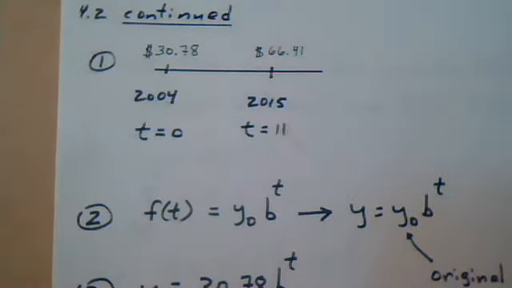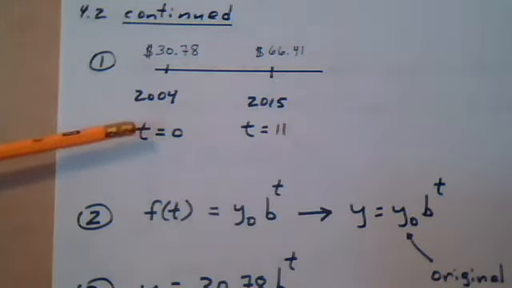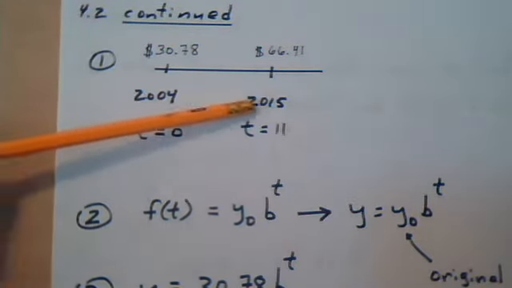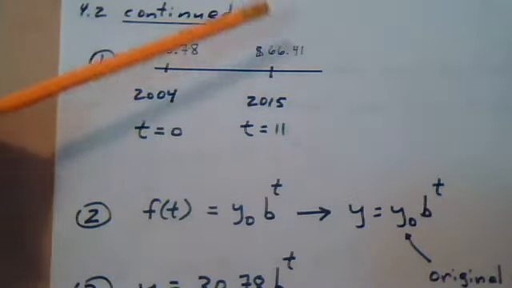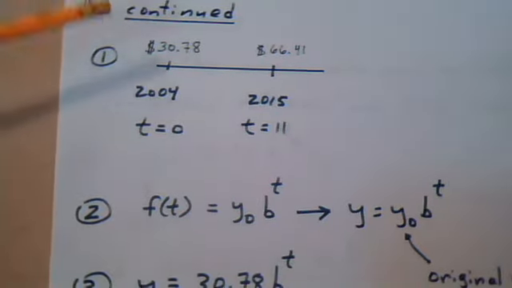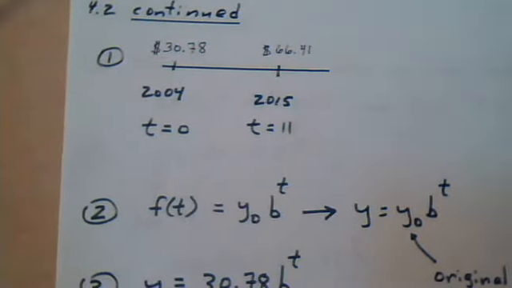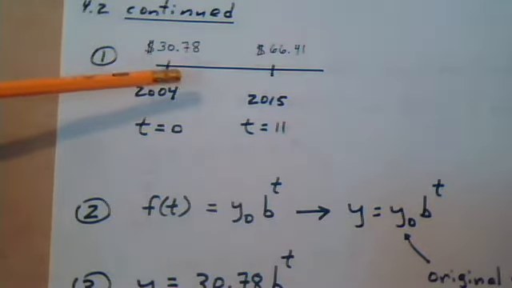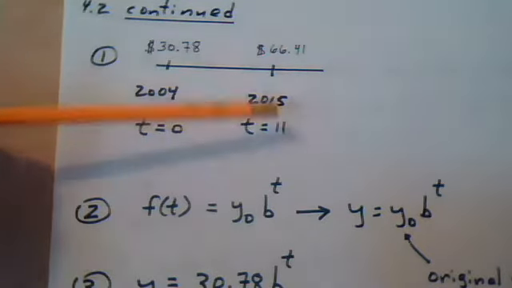That means the clock is ticking. Now if you move to 2015, notice that t equals 0 changed to t equals 11 since 11 years have gone by. So 11 years after 2004, the price is $66.41. So here's the year, here's the price, here's the year, here's the price. But to come up with the equation, you need time. So 2004 is time equals 0. 2015 is time equals 11.